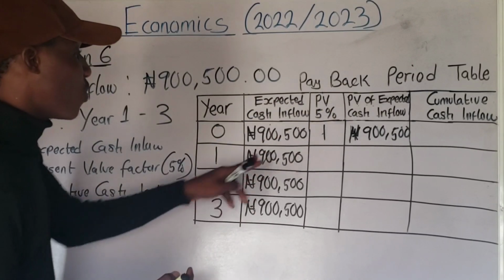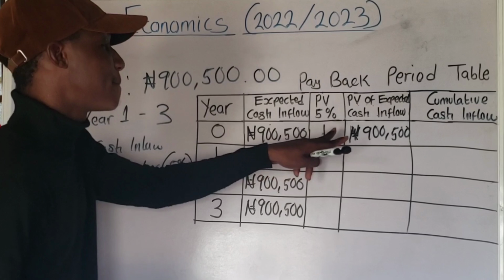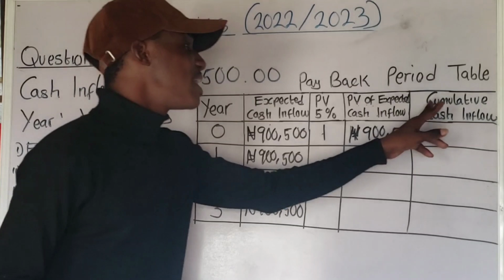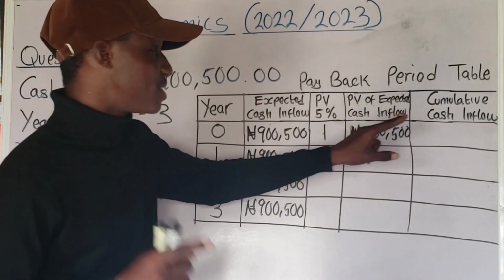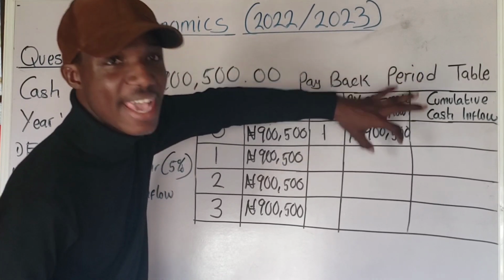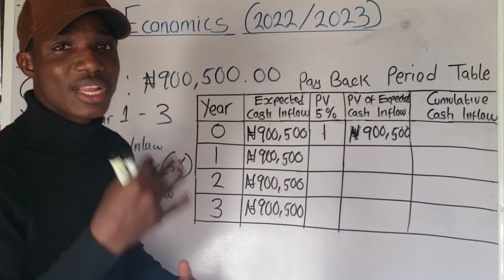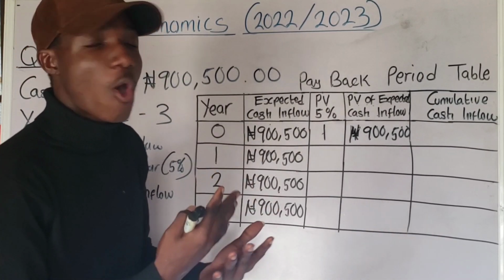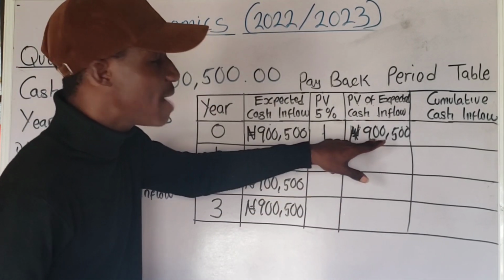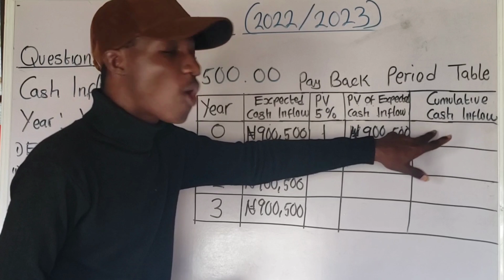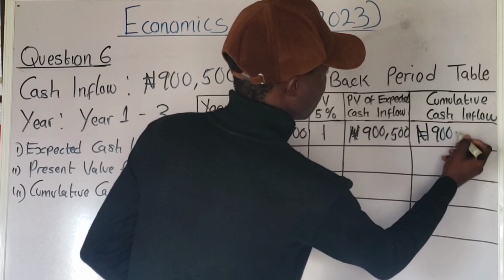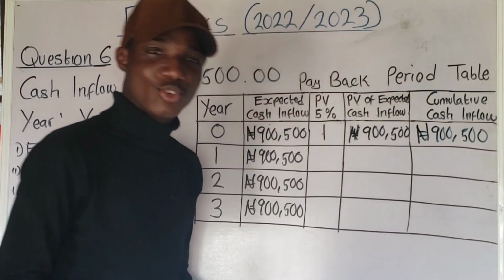Do you understand? So when I take the product of 900,500 naira multiplied by 1, I got this. Now, the cumulative cash inflow is the sum of all the values here and the subsequent years. The cumulative cash inflow is the sum of the PV of the expected cash inflow and the previous year. You know, there is no year before year 0. So the cumulative cash inflow of these cells will still be the same as 900,500 naira. Please just pay attention. You're going to understand, okay?